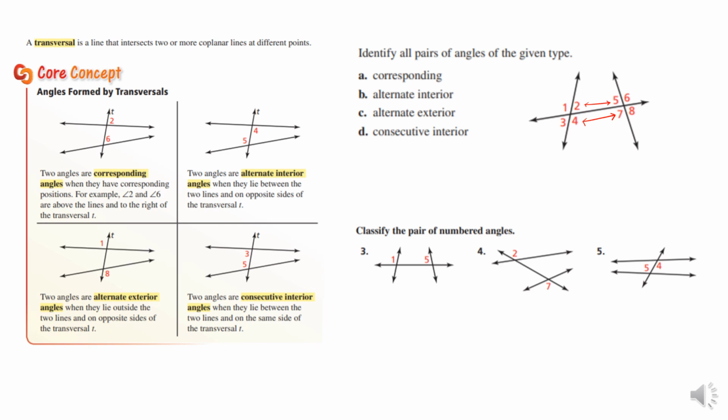Okay, so classify the pair of numbered angles. I can see that they are both on the same side of the transversal in the same position on the line. So therefore these are corresponding angles. These two are on opposite sides of the transversal on the outside of our two lines. So these are alternate exterior angles. 4 and 5 are on the opposite sides of the transversal on the inside. So these are alternate interior angles.